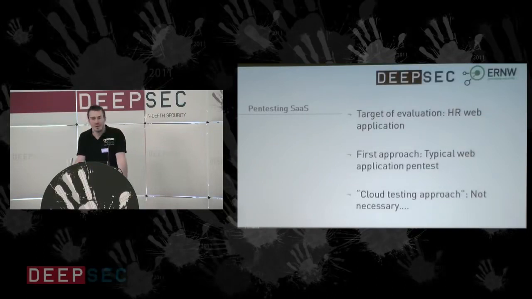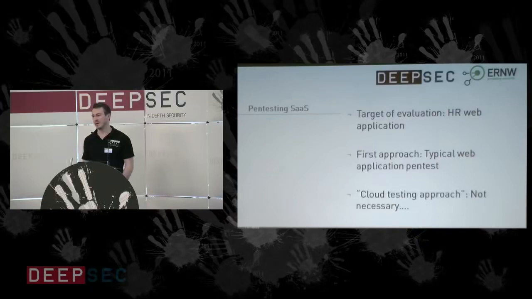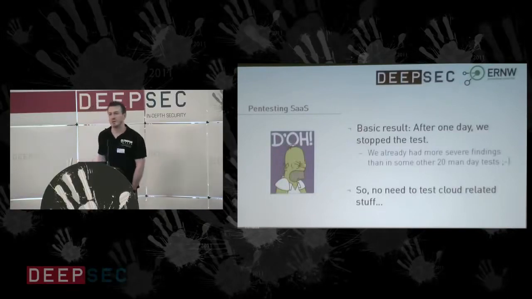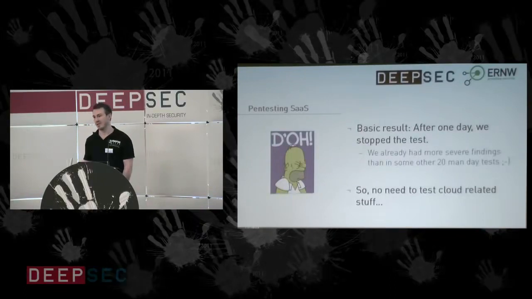So our penetration test had to be, of course, a typical web application pen test, including pen testing of the server infrastructure and pen testing the cloud infrastructure, like automatic scaling mechanisms, the management interfaces, the network separation, the separation from other customers. This would have been the second step of the test. Unfortunately, there was no need to perform cloud-based load testing. After 1 day, we stopped the test because we had more severe findings than in most other pen tests, which lasted 20 days or more. So there wasn't a need to perform any cloud-based testing.